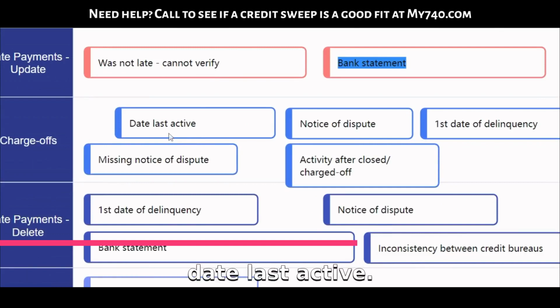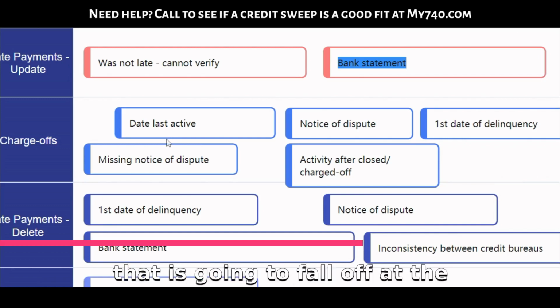All right, date last active. Okay, this is the date that stipulates when your account naturally falls off your credit report. So if it's the wrong date, then it's going to fall off at the wrong time.